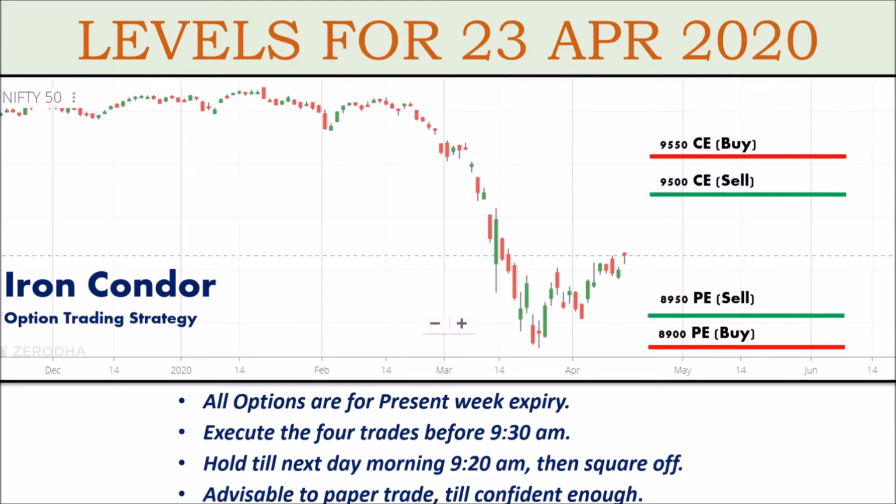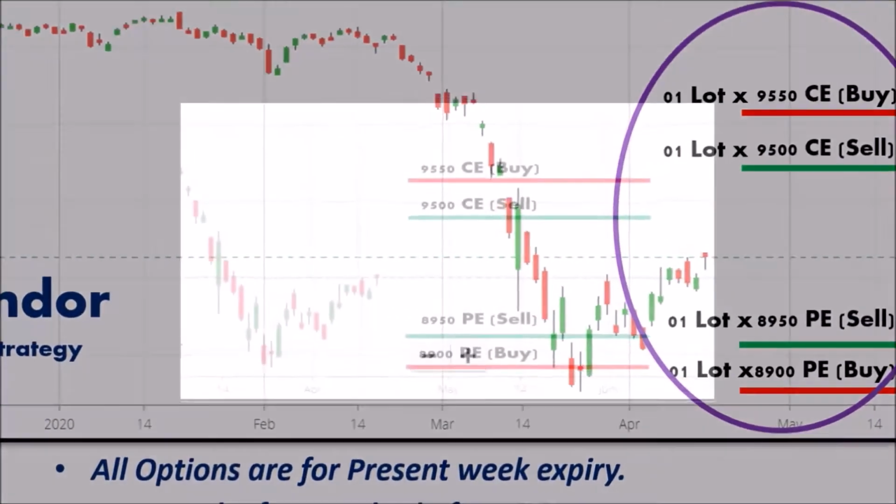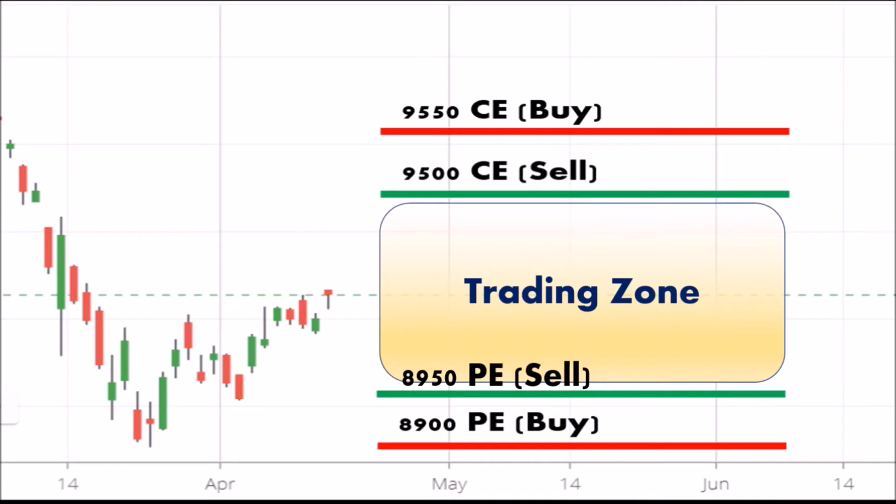Now, coming back to the levels, these 4 trades are of 1 lot each, and altogether they form one set. That is, what we are doing is we are primarily selling both the boundaries of our zone bounded by these levels that I am giving you, and then we buy the next higher and lower strike options just outside our boundary.